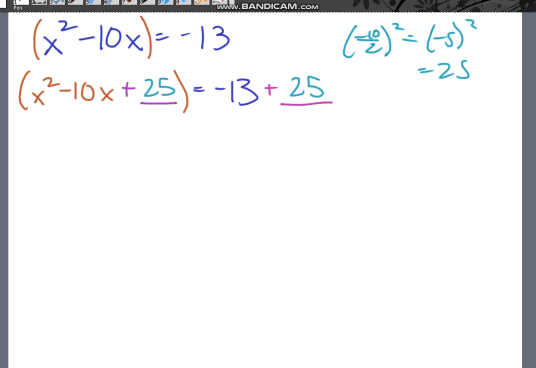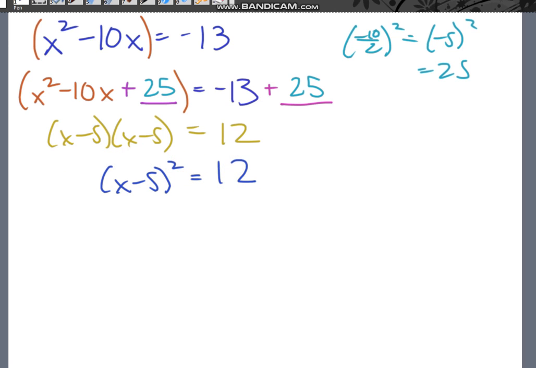Now what we want to do is factor this. So in order to factor this expression, find two numbers that multiply to 25 and add up to negative 10. I think that's negative 5 and negative 5. Divide each term by the number in front, which is 1. So it's going to factor to x minus 5 times x minus 5. Next, we do negative 13 plus 25, and that is 12. Let's group these factors together. We get x minus 5 squared equals 12.